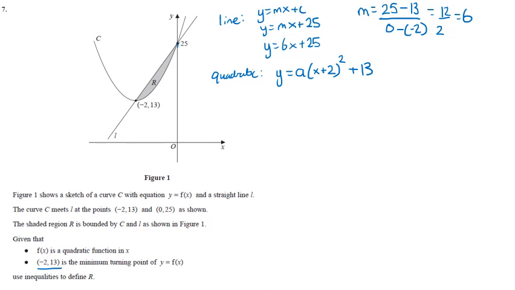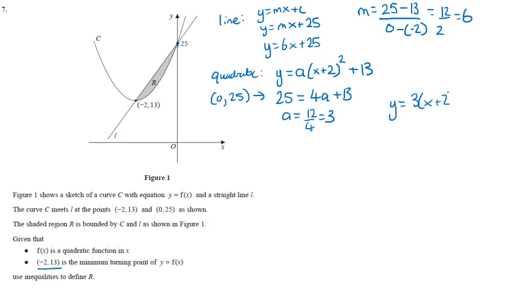Now if we use the other point that the quadratic passes through, which is 0 and 25, we substitute that in there, we get 25 is equal to 4a plus 13, and that allows us to find that a is equal to 12 over 4, which is 3. So the quadratic has the equation y equals 3(x plus 2) squared plus 13.